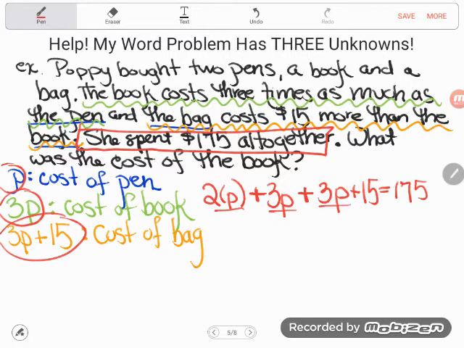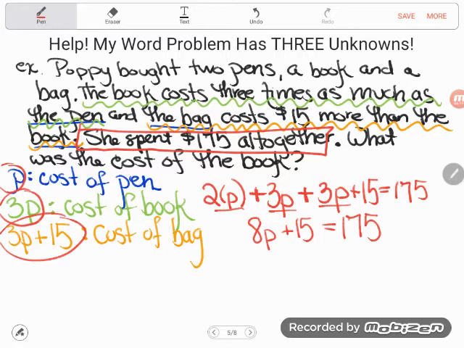2P, 3P, and 3P are like terms. So let's do that: 2, 3, 4, 5, 6, 7, 8. We have 8 P's. Now, there are no other plain old whole numbers over there, so 8P plus 15 is equal to 175. Okay, I've done all the simplifying I can do.